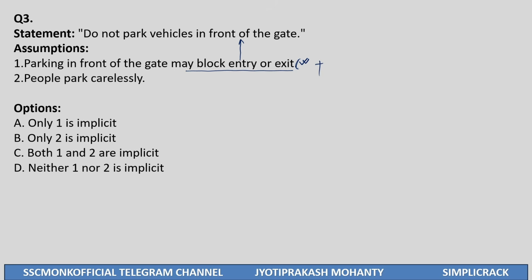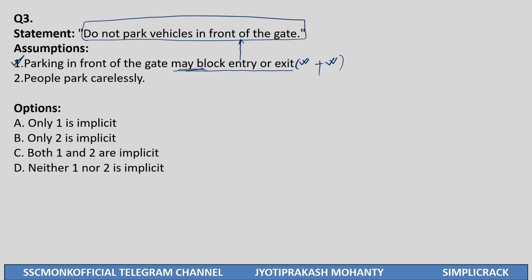Plus, if I remove this, if I say parking in front of the gates will not block entry and exit, that means there is no requirement of this statement. That means this statement is false, but this cannot happen because the statement is always true. That means if I remove this assumption, the statement becomes false. So this is also satisfying my second condition of a true assumption. So option 1 is right.